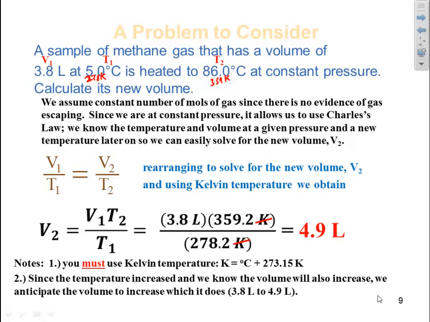Note you must use Kelvin temperature. That's your degrees C plus 273.15 Kelvin. And second, since the temperature increased, we know the volume will also increase because they're proportional. So we anticipated the volume to increase, which it does. It goes from 3.8 liters to 4.9 liters because the temperature increased as well, going from 5 degrees C to 86 degrees C.